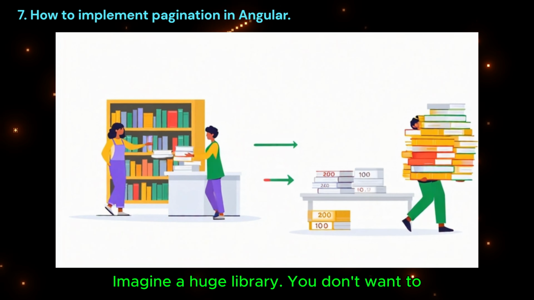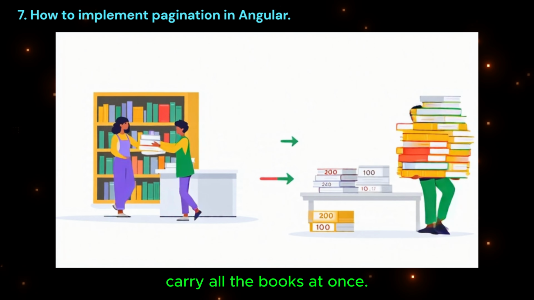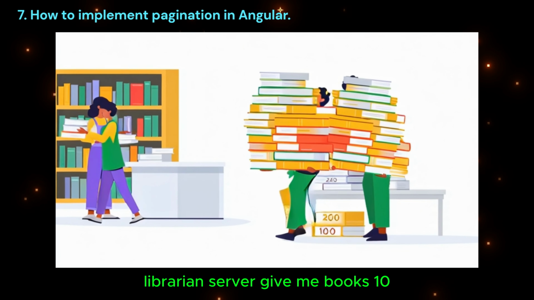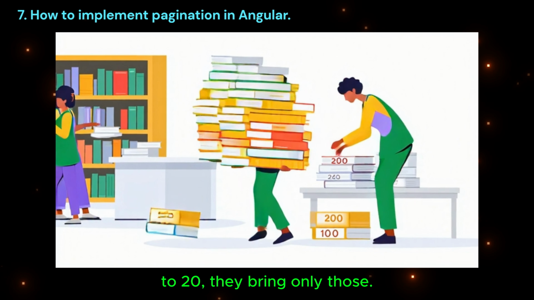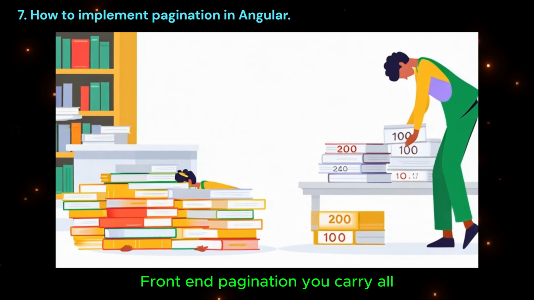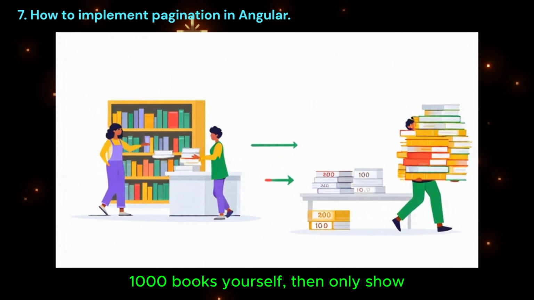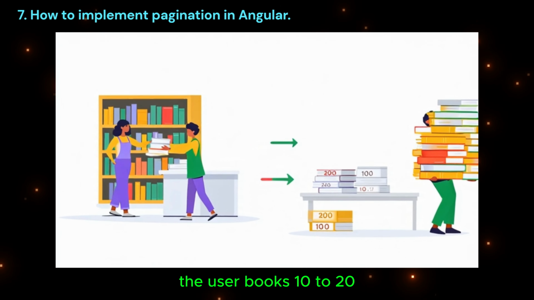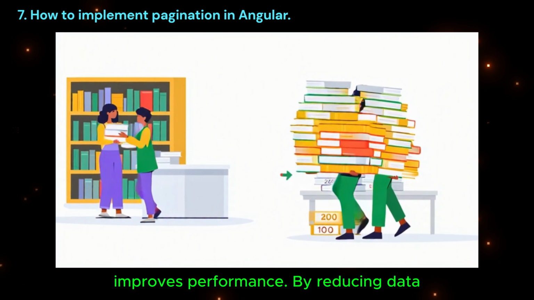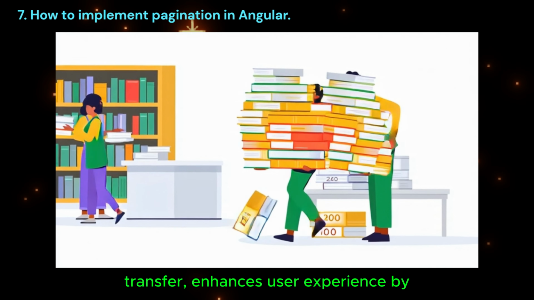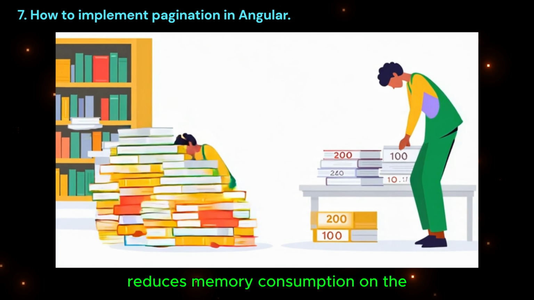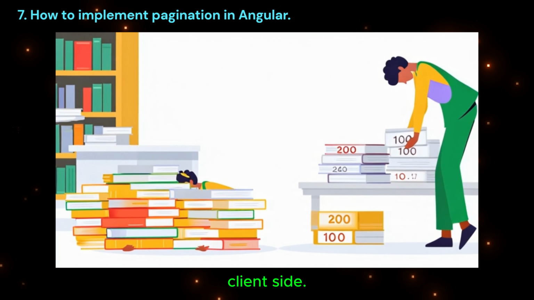Imagine a huge library. You don't want to carry all the books at once. Back-end pagination? You tell the librarian, server, give me books 10 to 20. They bring only those. Front-end pagination. You carry all 1,000 books yourself, then only show the user books 10 to 20 at a time. Why it's important? Improves performance by reducing data transfer, enhances user experience by making large data sets navigable, and reduces memory consumption on the client side.